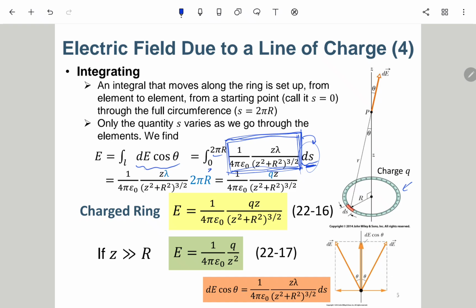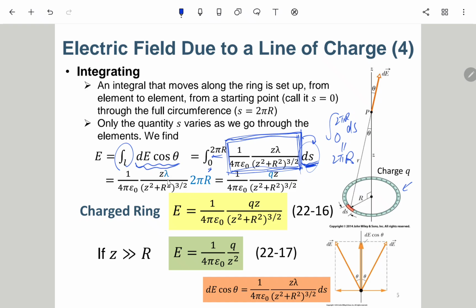Okay, so we try to integrate this dE cosine theta along the whole length, and this length for a circle is nothing but 2 pi r. So we integrate from 0 to 2 pi r, and this whole big rectangle is a constant. So we can just put it out, and integrating ds from 0 to 2 pi r will be nothing but 2 pi r. So we put this thing in the front and then multiply by 2 pi r. Finally, we can just combine everything back.